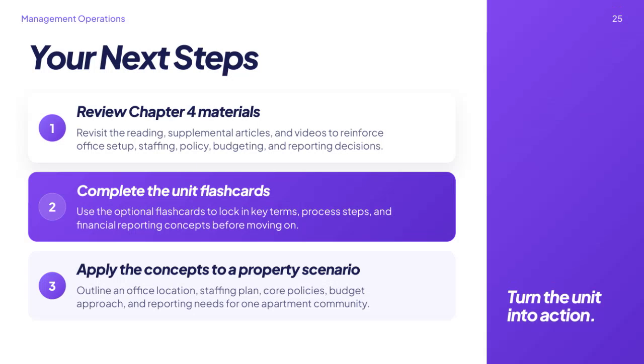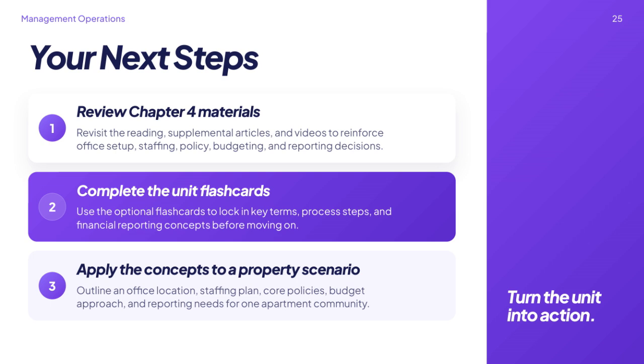Now, let's focus on turning everything we've learned in this unit into action. First, I recommend reviewing the materials from Chapter 4 thoroughly. This means going back over the readings, supplemental articles, and videos to really solidify your understanding of office setup, staffing, policy development, budgeting, and reporting decisions. Next, take advantage of the unit flashcards. These are optional but very useful for helping you lock in key terms, process steps, and important financial reporting concepts, ensuring you're fully prepared before moving forward.